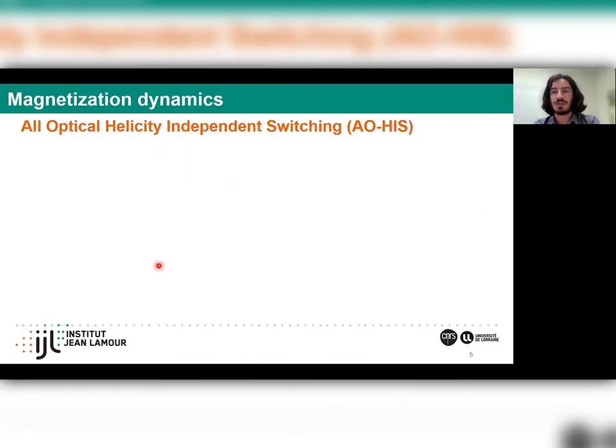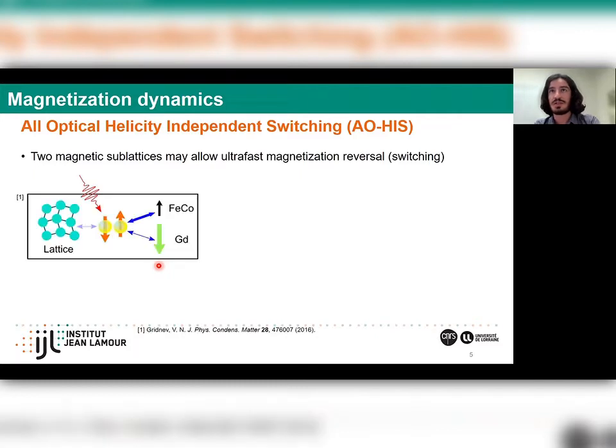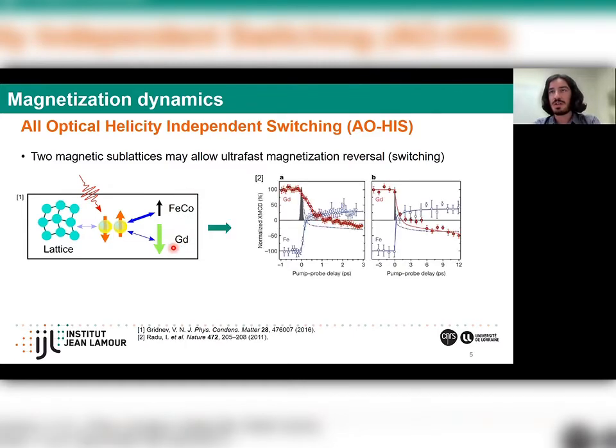So for ferromagnets, we can only have a reduction of the amplitude of the magnetization. But if we work with ferrimagnets with two magnetic sublattices, it is possible to exchange angular momentum from one sublattice to the other. And in the case of gadolinium iron cobalt, it has been shown that this leads to ultra-fast reversal of the magnetization. Both magnetic sublattices reverse their magnetization in a picosecond or less.